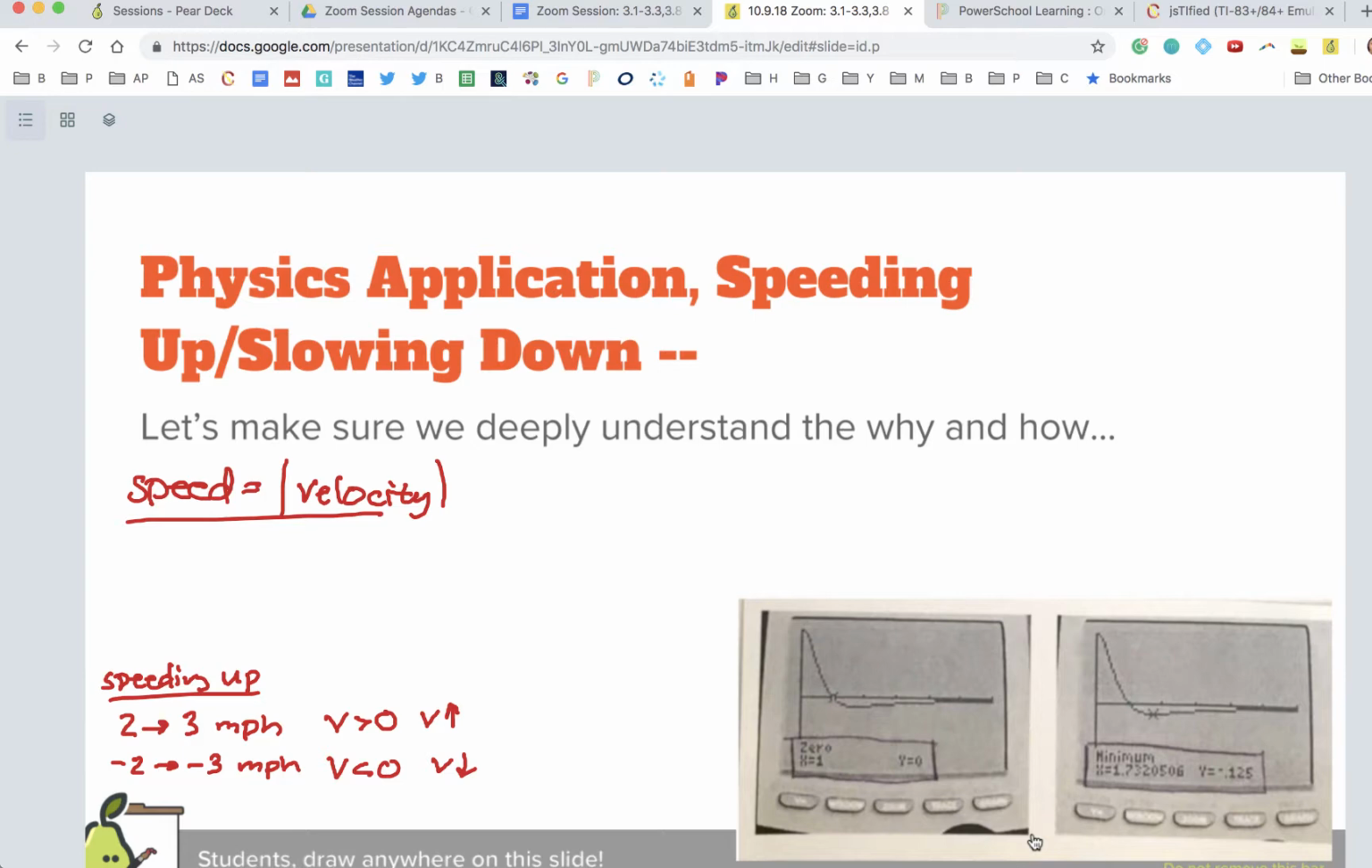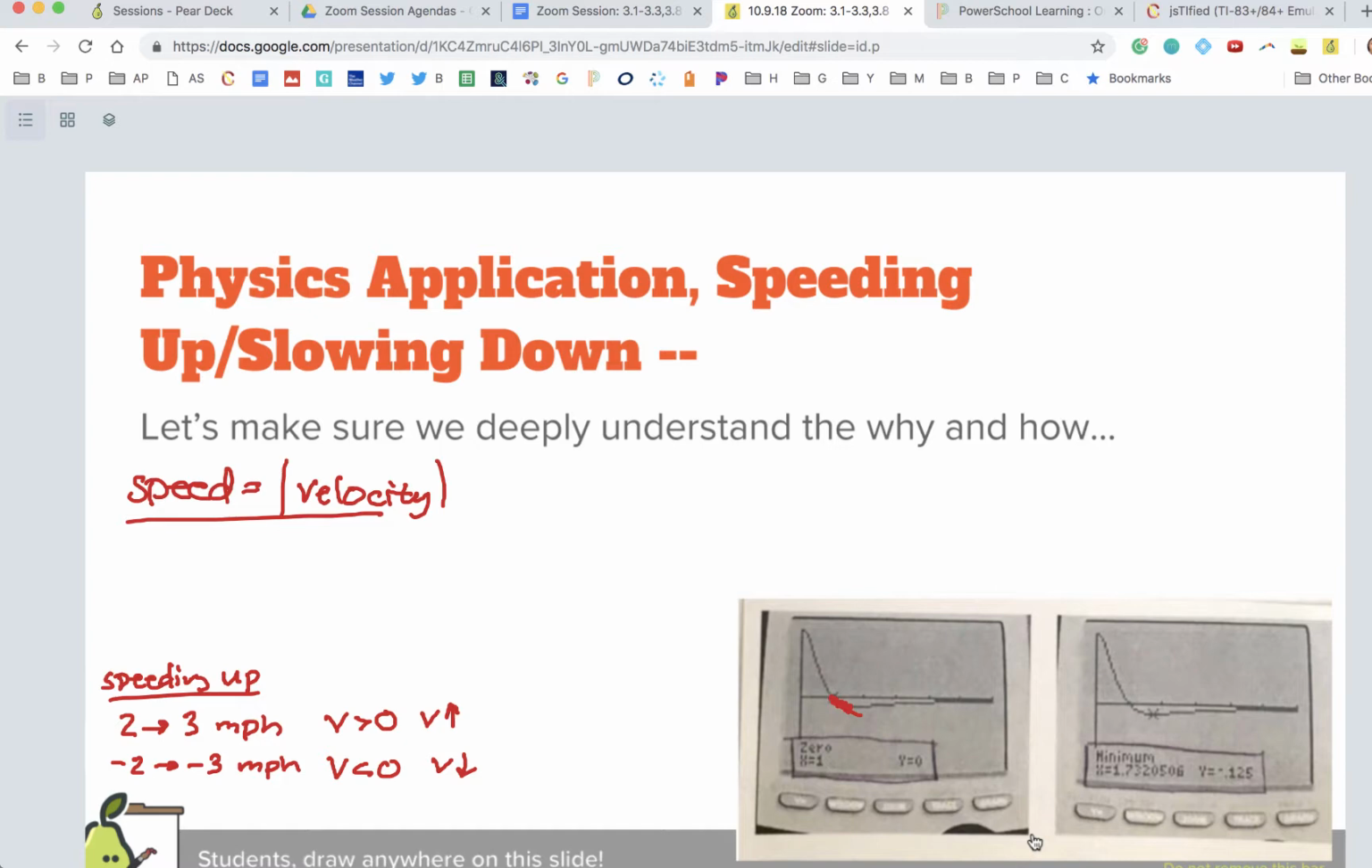In essence, whenever a particle on a graph is moving away from the x-axis, it is speeding up. So positive and increasing or negative and decreasing. How do I actually calculate this? This is the region of speeding up right here, right? Because it's negative and decreasing. I don't have any positive and increasing in this one.